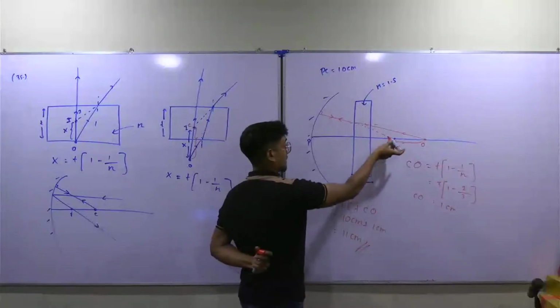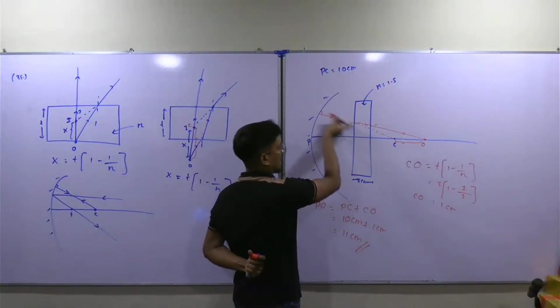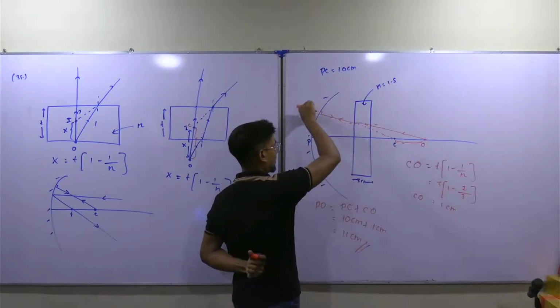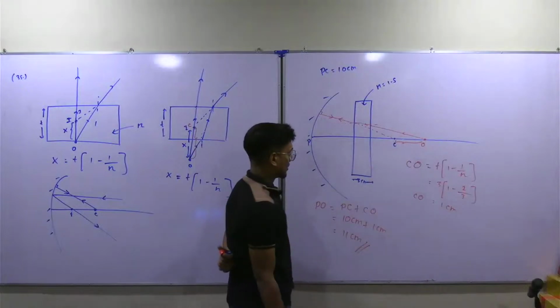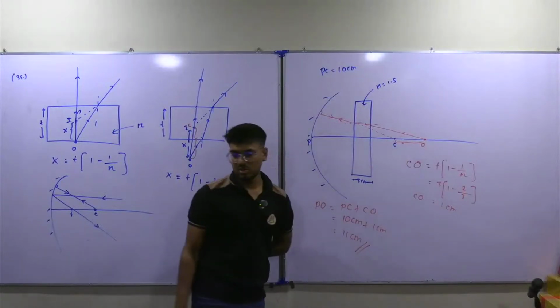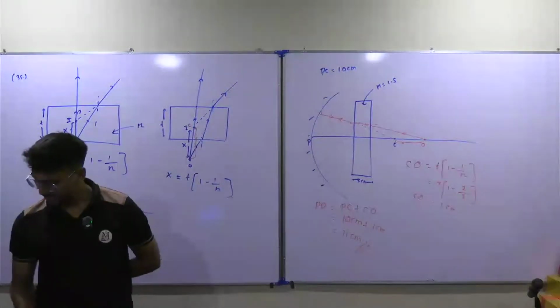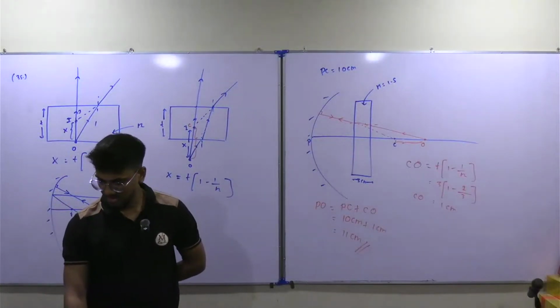To retrace the same path, the ray refracting from here should appear to come from the center of curvature. Then only the light ray will retrace in the same path. So the object distance, PO distance, should be 11 centimeter. 11 centimeter. See in the question.